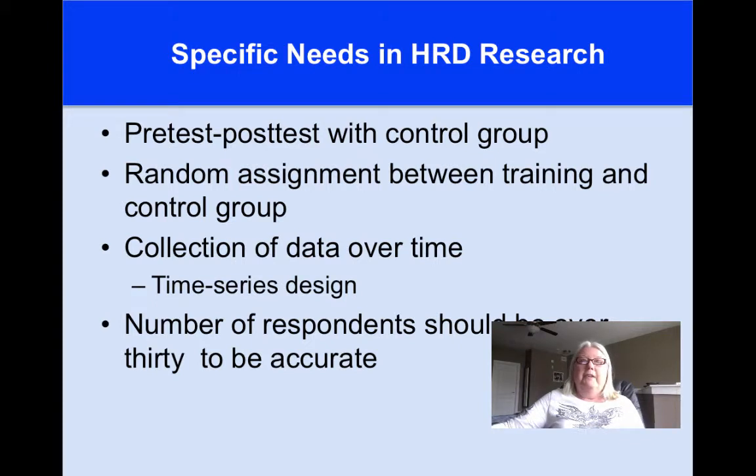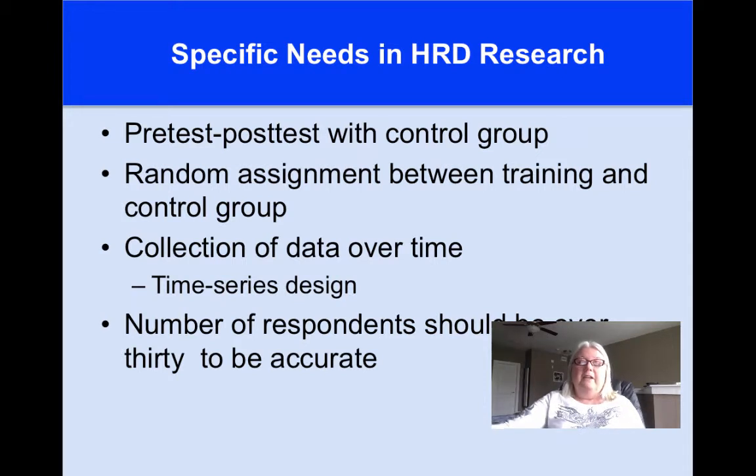So some specific things in HRD, we could do a pre-test, post-test with a control group. So we give them a test at the beginning, we train them, give them a test at the end. And we do that with a group that we didn't train and a group we did train, and we can measure the differences. We could use random assignment between these groups to assure there's no bias there. We could collect the data over time. Okay, the longer time you collect the data, the more valid the data should be.